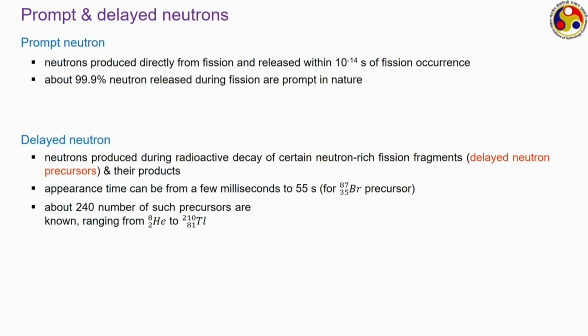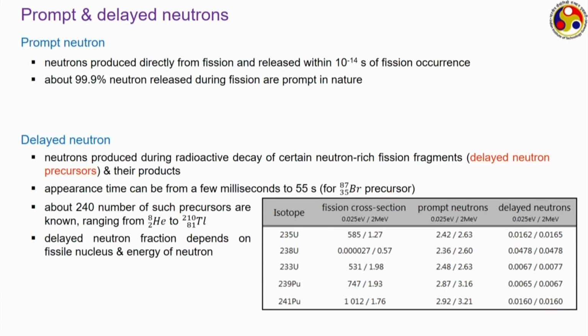Now, of the total amount of neutrons that are available from fission, more than 99.9% are prompt in nature. So, the total fraction of delayed neutrons that is available is extremely small, and that also depends on the nucleus itself and the energy of the neutrons. This is a chart that I am showing. If you compare the values for uranium 235 for thermal fission, whereas the average number of prompt neutrons is 2.42, the corresponding number for delayed neutrons is just 0.016. It is an extremely small percentage, and the same is true for others as well.